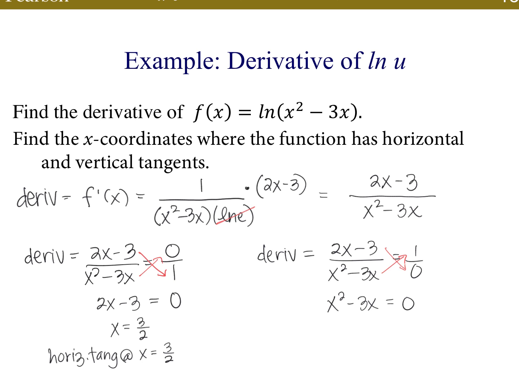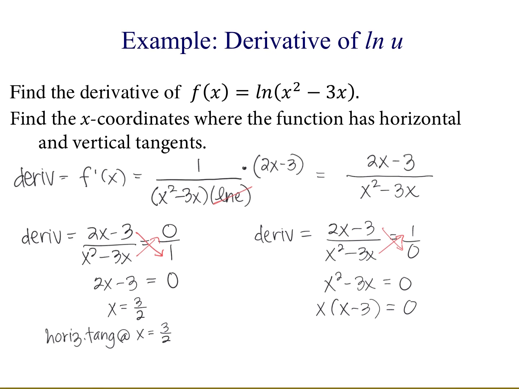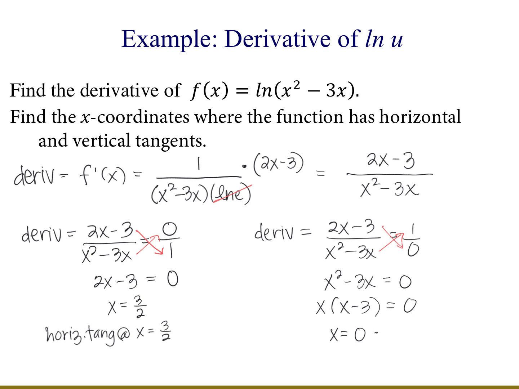And we get these answers by factoring. We factor an x out of the quantity, which means x is equal to 0 and 3, which means that's where we have vertical tangents, at both 0 and 3. So this is a crazy looking function. This is a logarithmic function that's going to be swiveling and swooping all over the place. I'm going to have 2 places where the tangent is vertical, and 1 place where the tangent is horizontal.